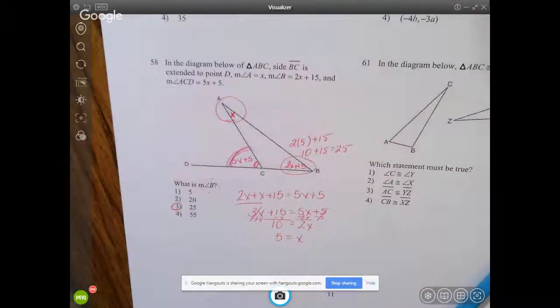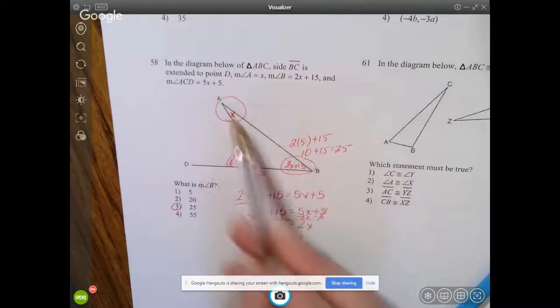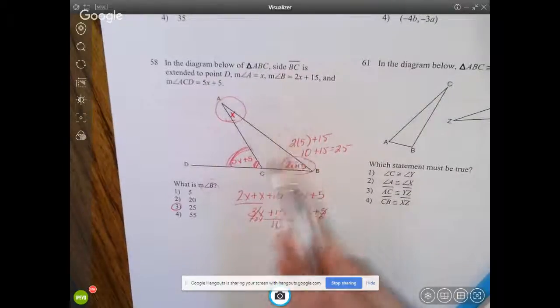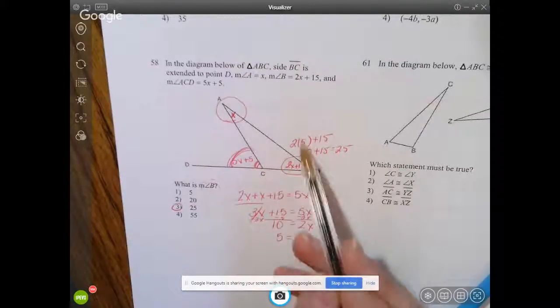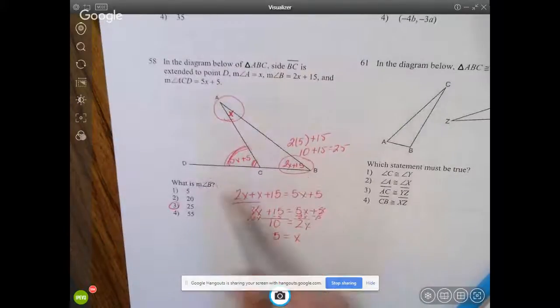Excellent job. What do we decide? Well, we know that this outside angle equals the sum of these two angles inside, because a triangle has 180 degrees, and this is the same amount. A line has 180. So first we found out how much x was, and then we took that value and put it in for angle B to find out how many degrees angle B is.